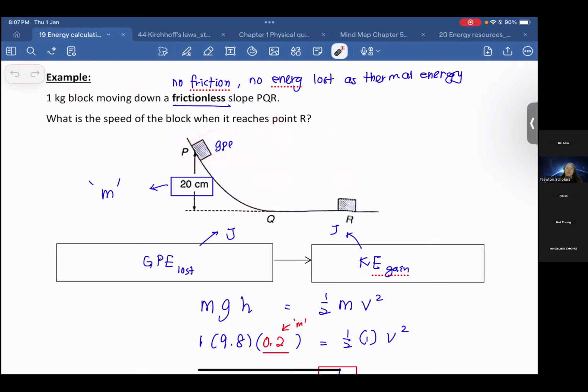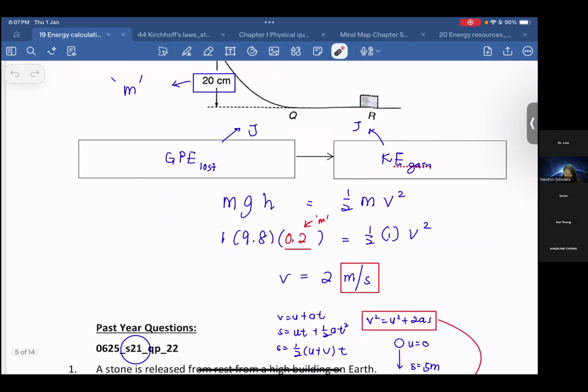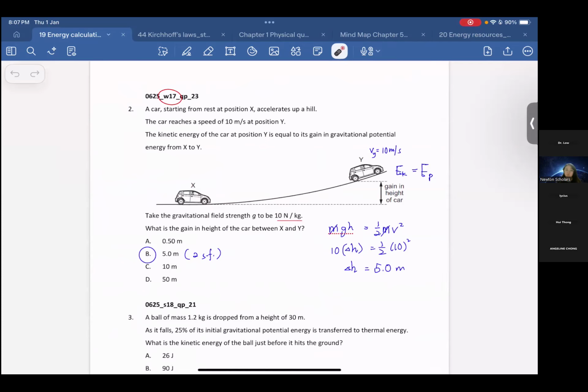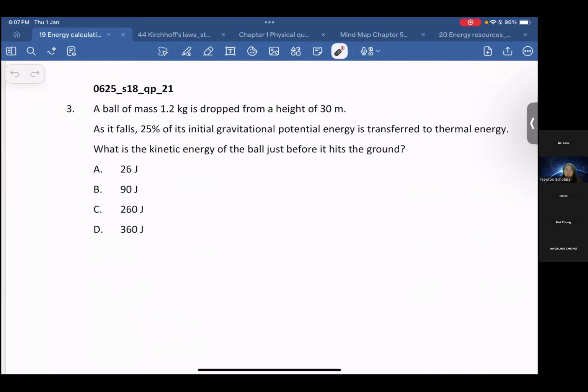So we need to read the question and identify the starting initial energy. Then in between the process, is there any loss? Is there any air resistance, friction, and so on? If no, all the energy at the start will be converted 100% to the output. If yes, then we have to find out how much is lost, and the rest goes to the last position R. So this question we already did. That day we stopped at question number 2, so right now we continue with question number 3. Until here, is it okay?